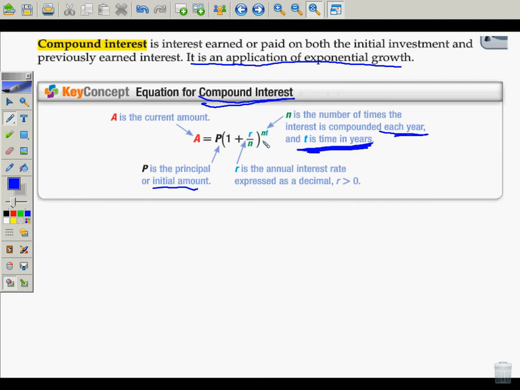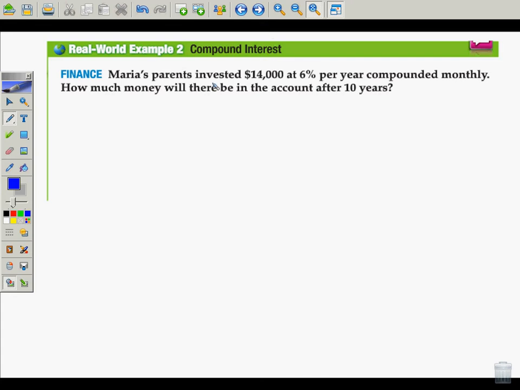So in our example, we've got Maria's parents invested $14,000 at 6% per year compounded monthly. How much money will there be in the account after 10 years? Well, we have our equation. Our amount equals the principal times the quantity of 1 plus our rate divided by the number of times compounded in 1 year, raised to the power of the number of times compounded times the number of years. So what I need to do is find P, R, N, and T in order to find out this amount. So P, the amount they initially invested, 14,000, so there's my principal.